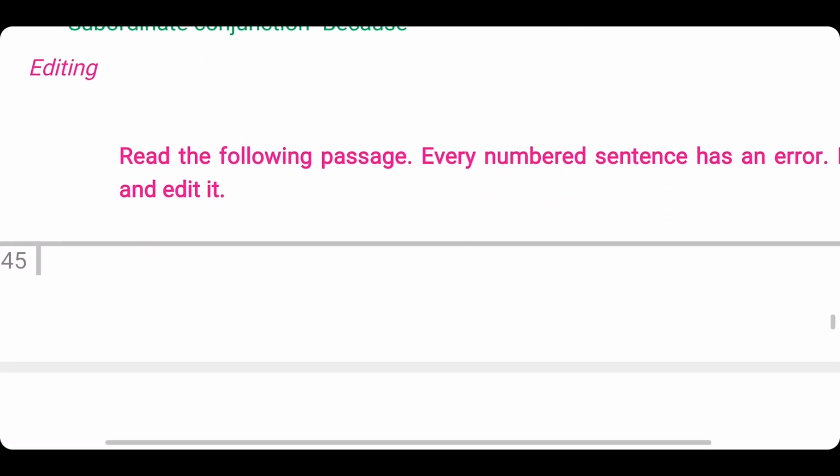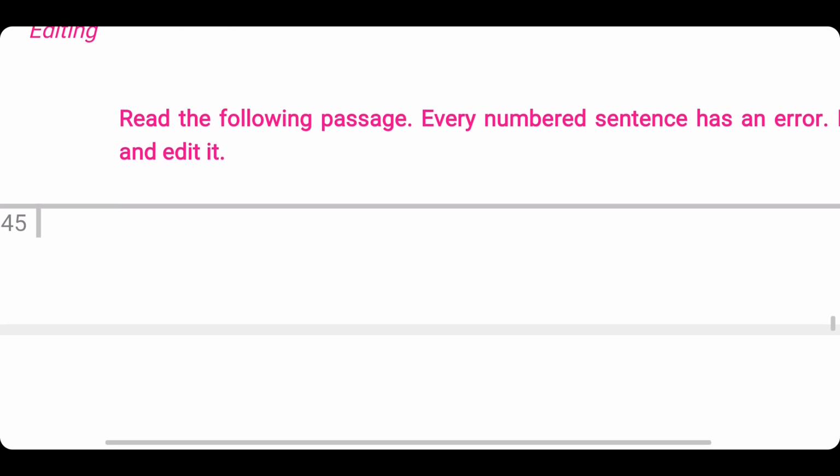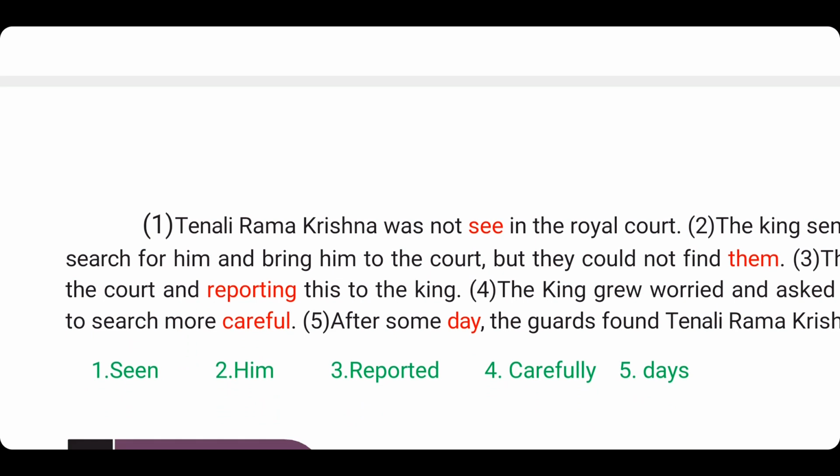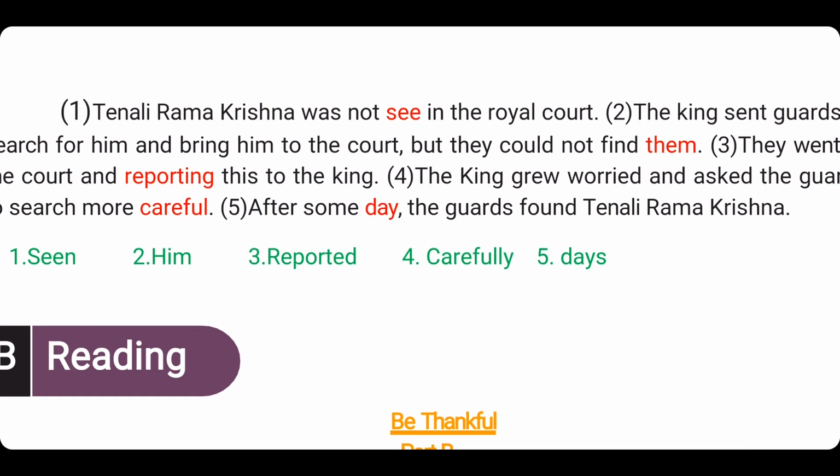On to the editing part. Read the following passage. Every numbered sentence has an error. Find it and edit it. Tenali Ramakrishna was not seen in the royal court. So the right one is seen. The word see is wrong here.